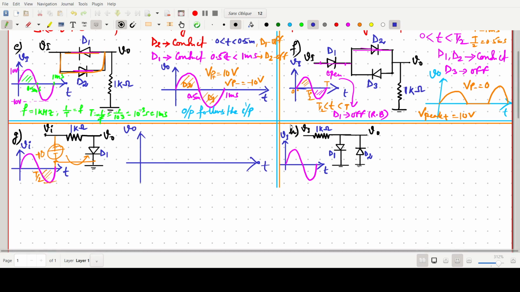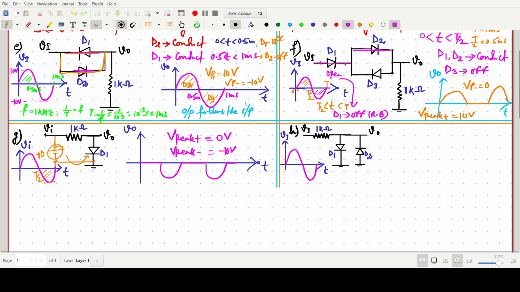V naught and t. In this case, in the negative half it will conduct. For the positive half it will not conduct, so it will go like this. So here V positive peak will be 0 volt, and V peak minus will be minus 10 volt. So here we can say that D1 shorts to ground for Vi greater than 0.